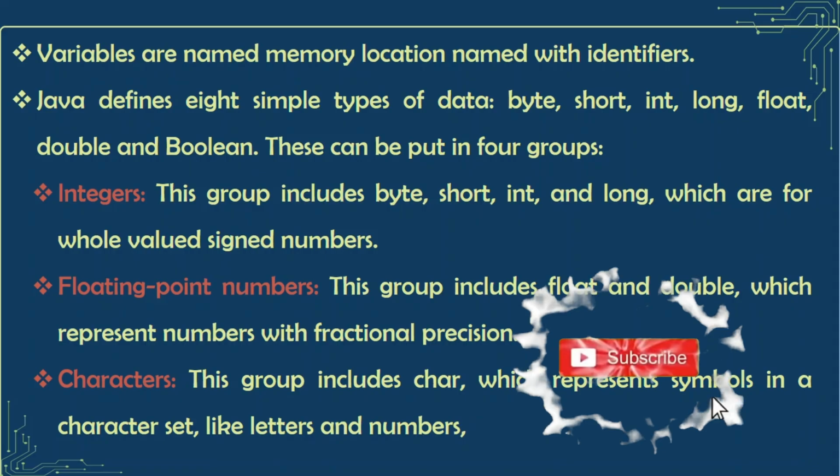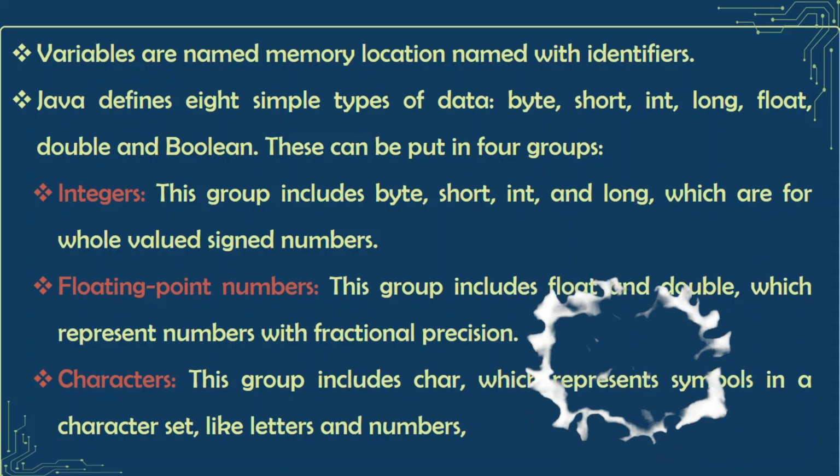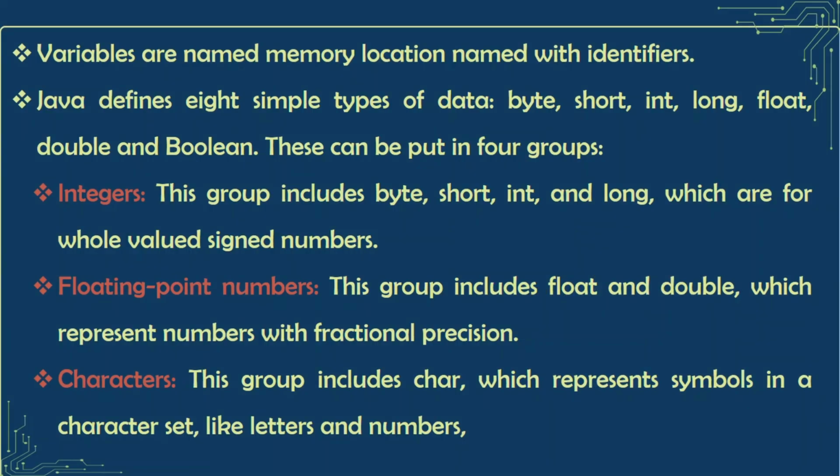A variable in programming is a named memory location, named with an identifier, or we can express it as the name of a variable or the name of a class in Java programming. Java defines 8 simple types of data: byte, short, int, long, float, double, char, and boolean. These can be categorized in 4 groups. For example, integer includes byte, short, int, long, which are for whole value signed numbers.